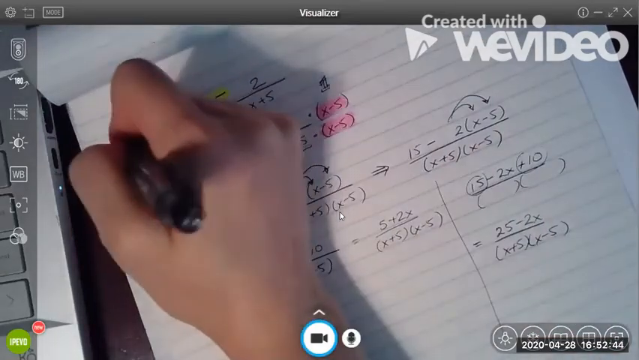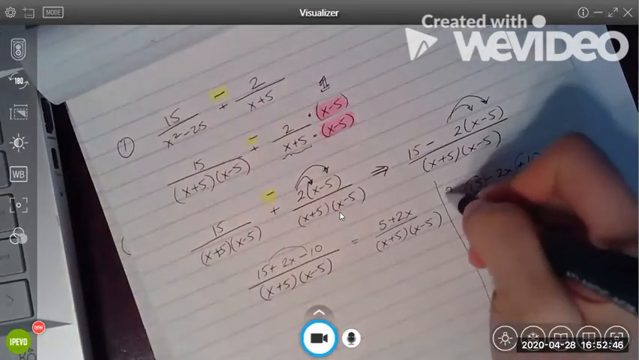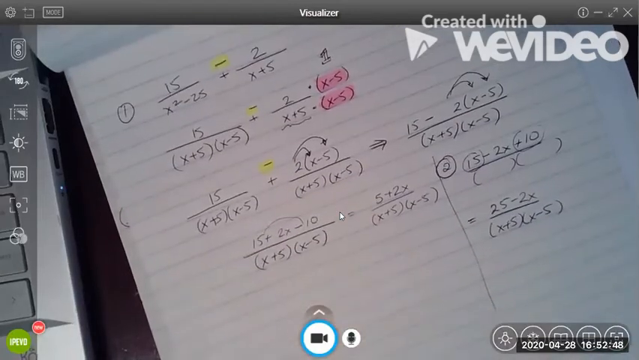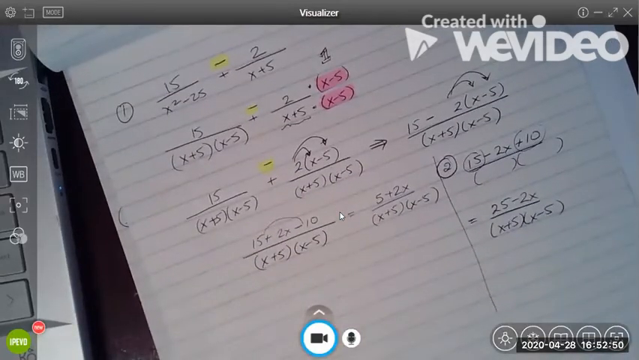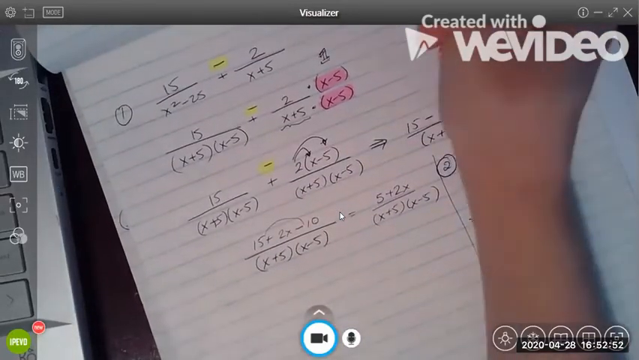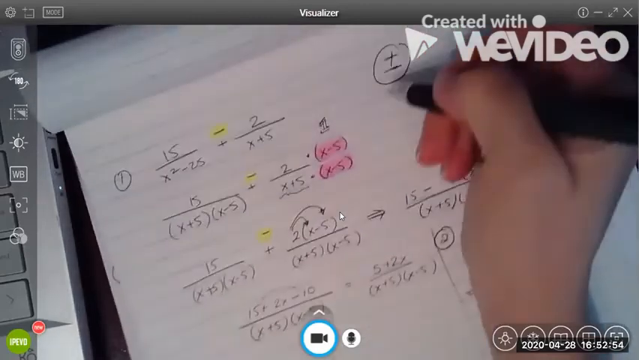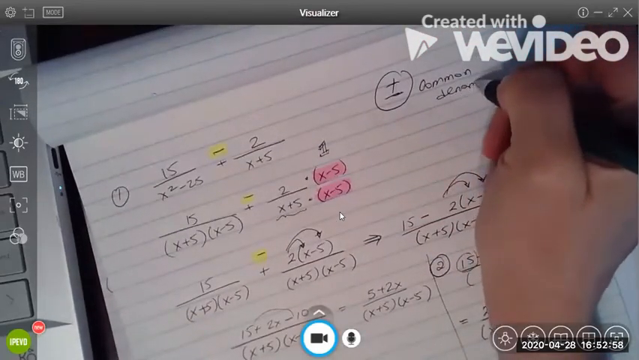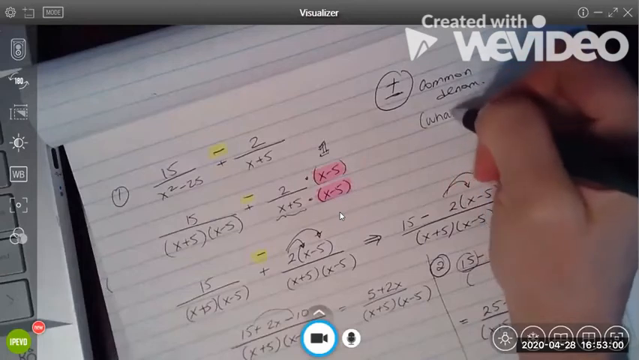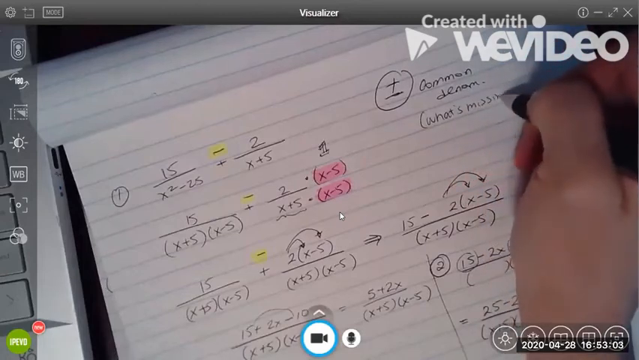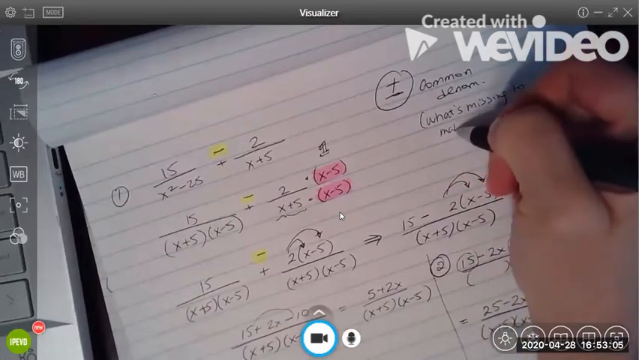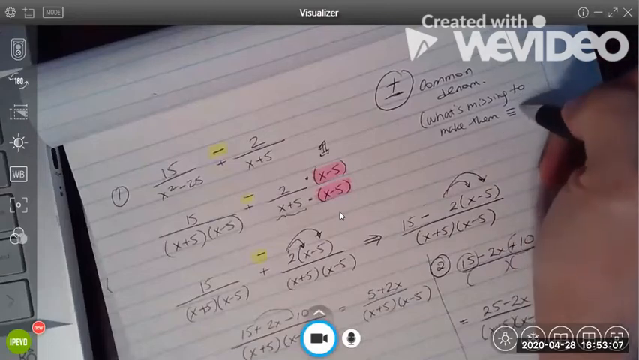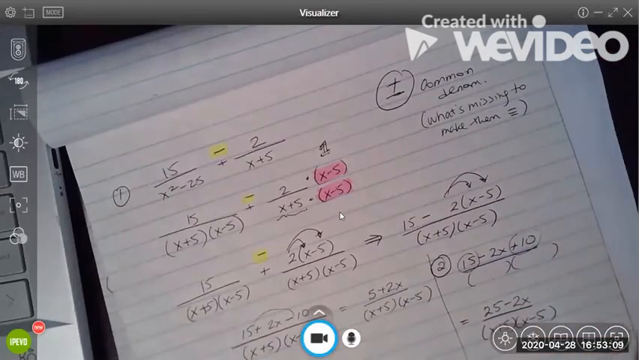Okay, so that's question number 1, and question number 2 is over there. Kind of falls down that way. When we add or subtract fractions, we need a common denominator. To get a common denominator, we look at what piece is missing, what's missing to make them equivalent. The three lines means equivalent.